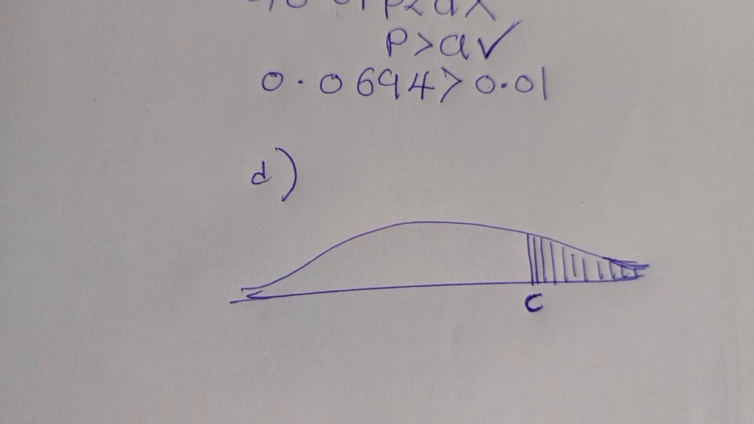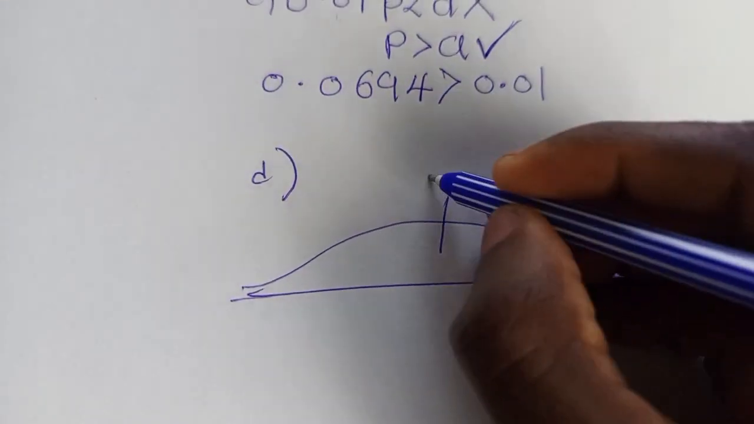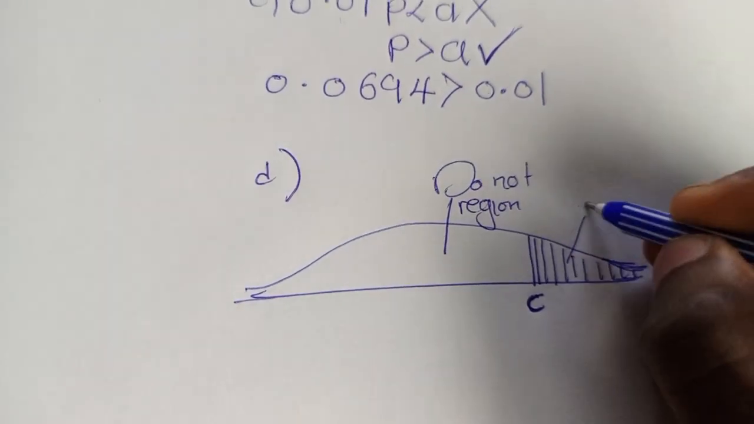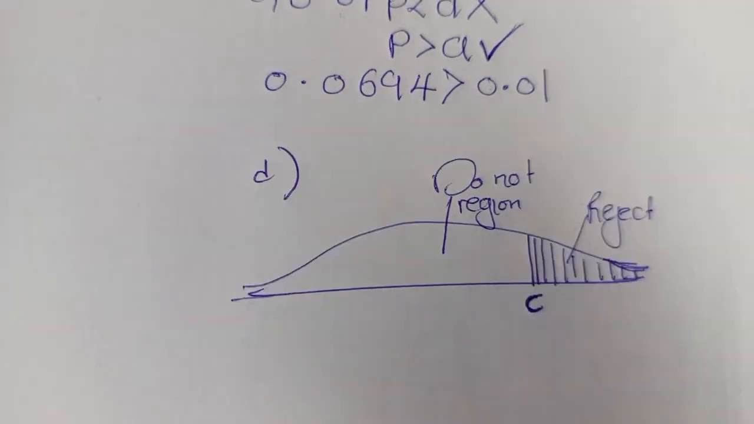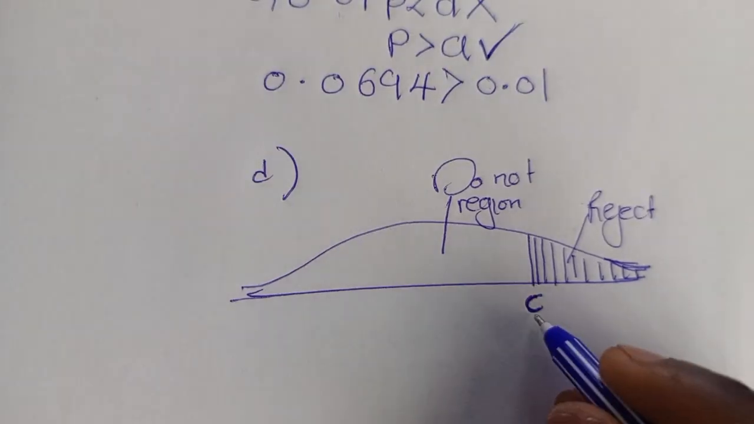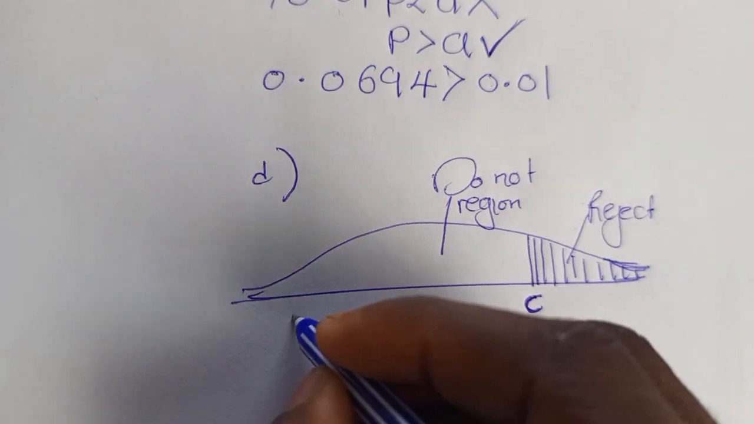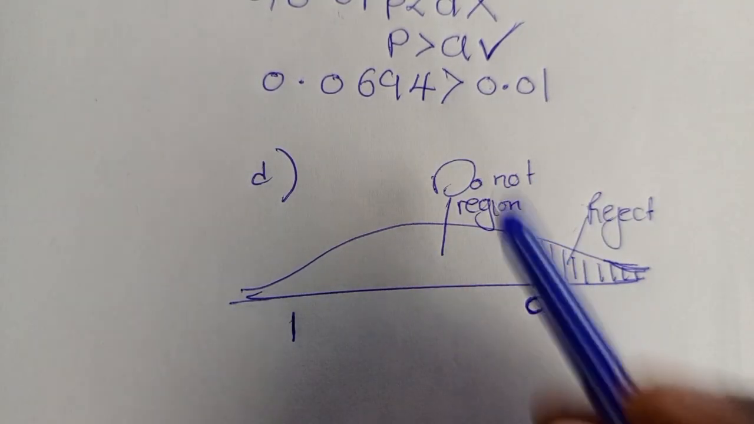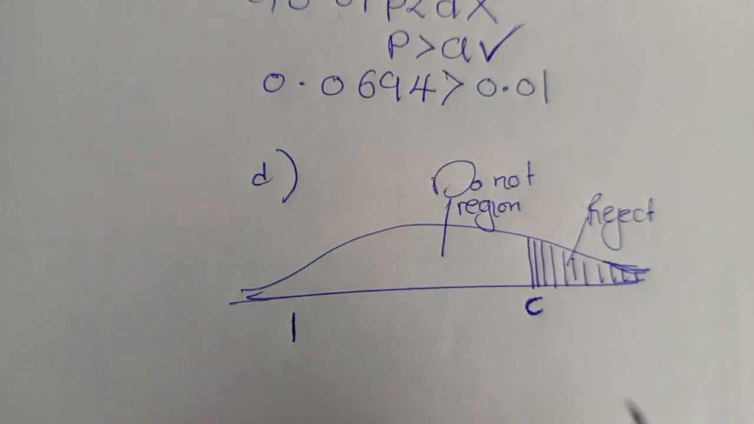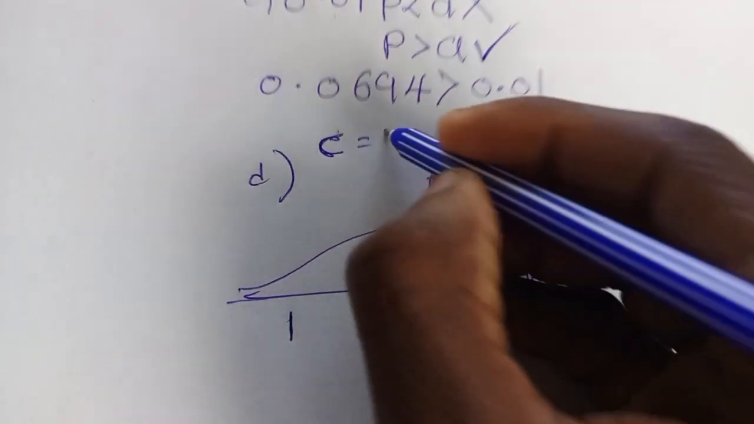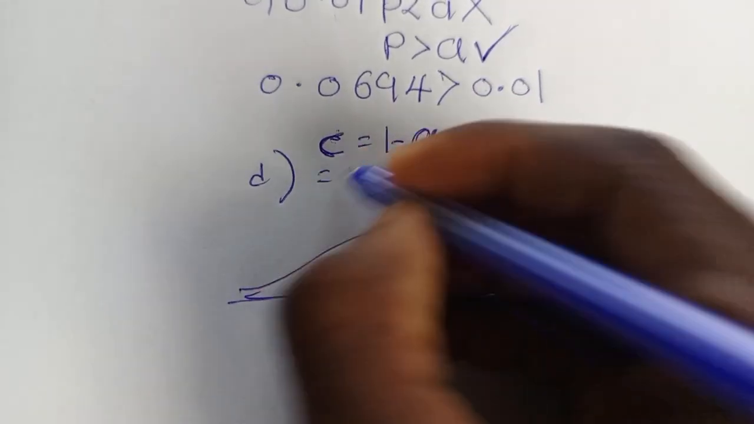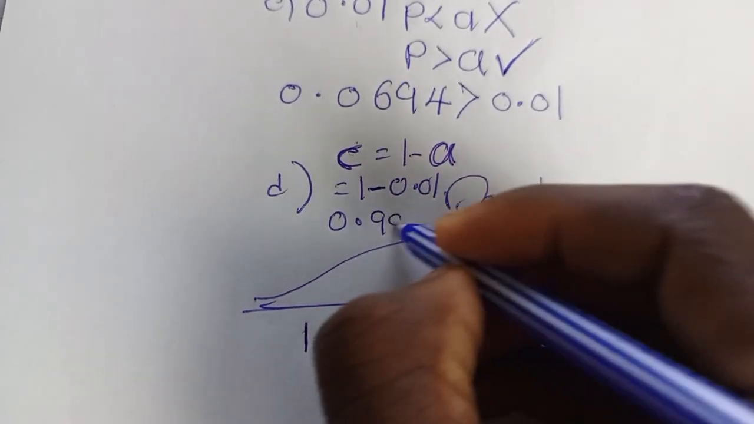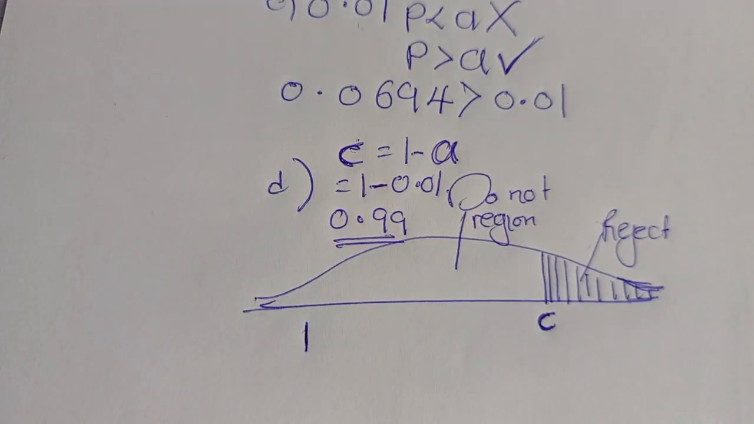So for you now to basically find the critical value, remember this here is the do not reject region, and this one is the rejected region. So how do you basically now find the critical value in this case C? You need always to get the confidence level. The confidence level is equal to 1 minus alpha. So you will say 1 minus 0.01, you get the answer to be 0.99.